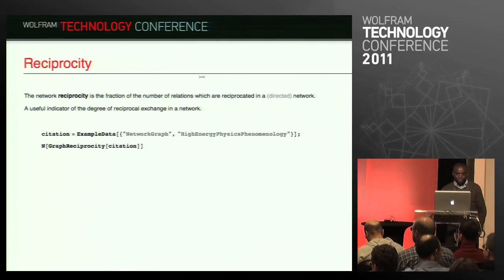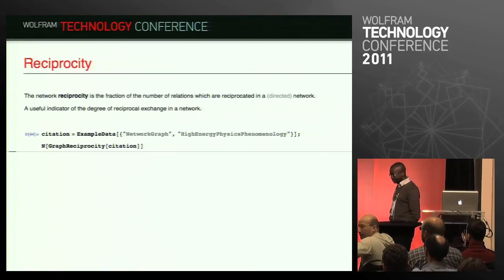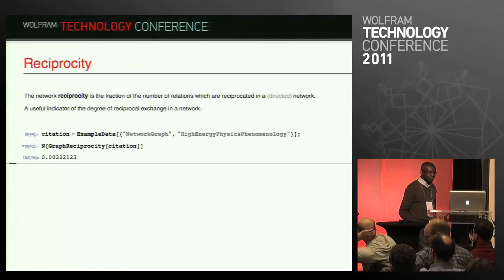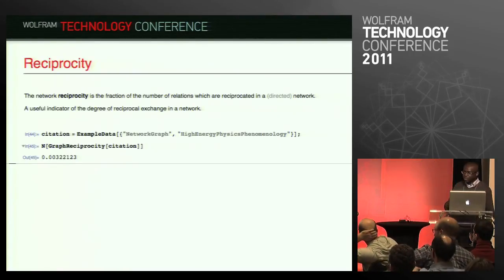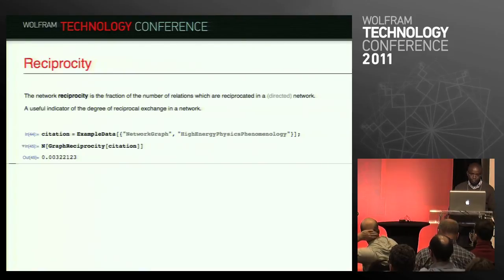So one important measure people introduced is reciprocity, which is just the fraction of relations which are reciprocal. This is also a new function in version 9, or will be in version 9, hopefully. It gives you a value between 0 and 1. If it is 1, that means your graph is fully bidirectional, so it's symmetric.